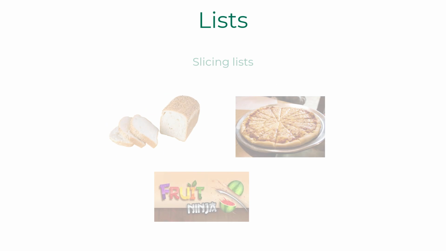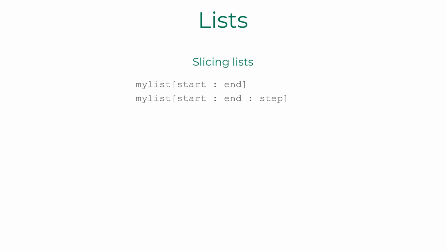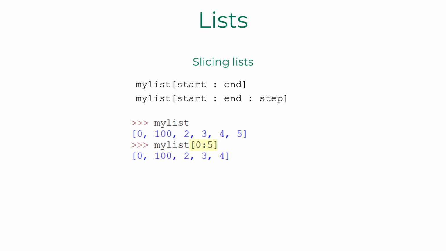Alright, let me show you how you can slice lists. A slicing expression selects a range of elements from the list. Let's say I gave you a list and asked you to retrieve the first 5 elements. You would do it efficiently using a colon operator this way. Just like the range function, the start index is inclusive and the end index is exclusive.